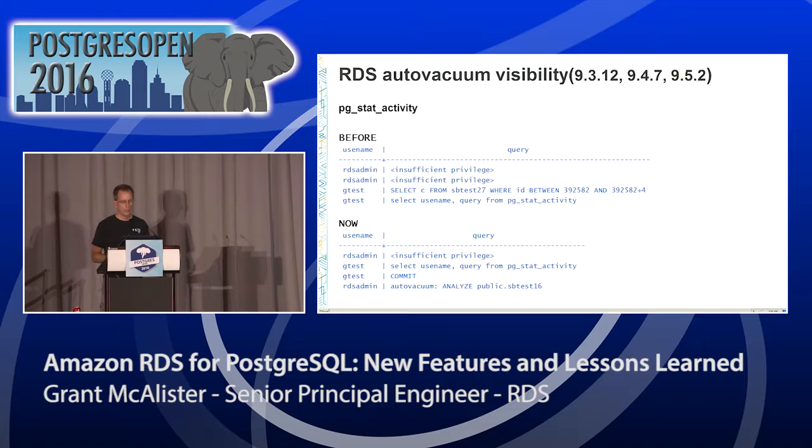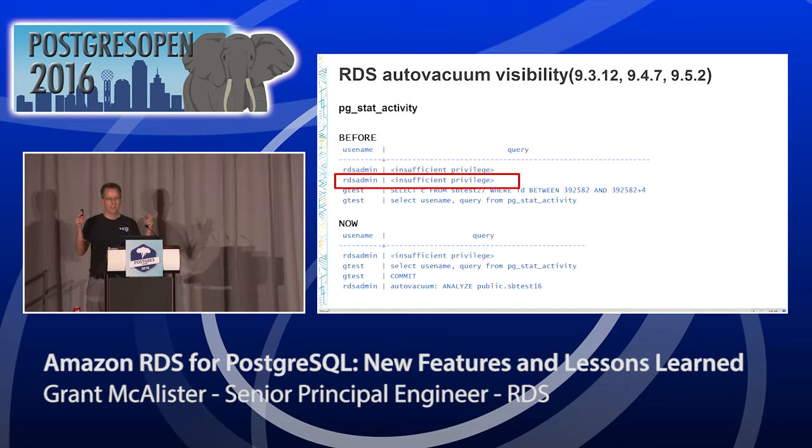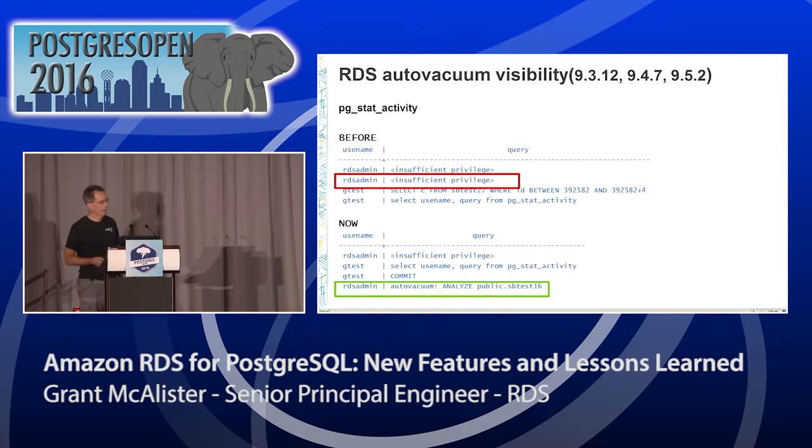So the other thing we did was we made some changes to pg_stat_activity so that, given our permission model, you could now see vacuuming. Before, you would see stuff like rdsadmin is doing an insufficient privilege operation, not really that helpful to you. Now you'll see stuff like, oh, look, autovacuum is running an analyze of this table. And this is sometimes important because folks are trying to manually vacuum tables, and they can't do it because autovacuum is running, but they can't see it because they couldn't get the activity. So this is another nice change.